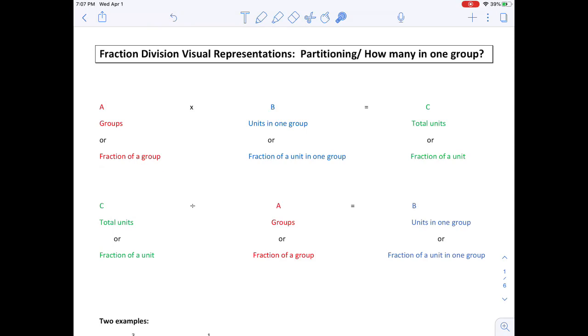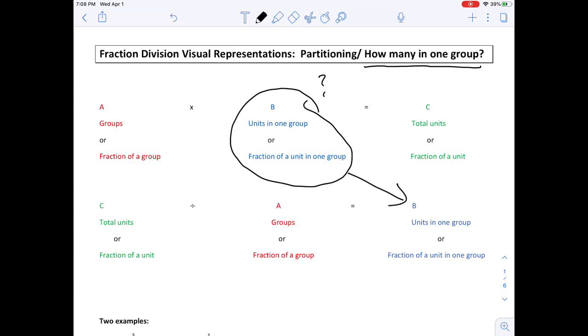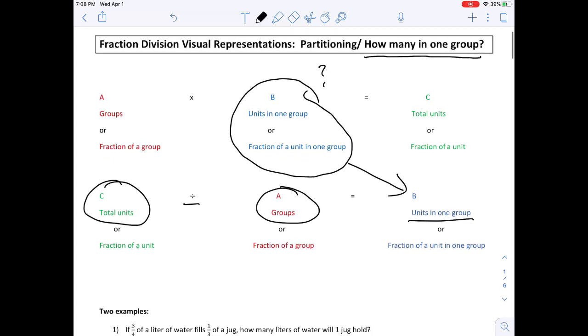So in the division problems that we're going to do, we can write multiplication problems as division. Since we're answering how many in one group, that's going to be the part that I don't know. I don't know the units in one group, so that's what I'm trying to solve. So when I rearrange, I'll have total units divided by number of groups, and my answer will be the units in one group.